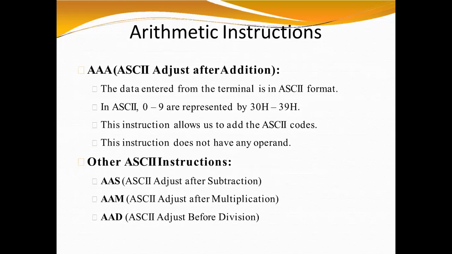Next arithmetic instruction, AAA: ASCII adjust after addition. The data entered from the terminal is in ASCII format. This instruction does not have any operand. It allows adding ASCII codes; after addition, it adjusts the ASCII value. Other ASCII instructions are AAS, ASCII adjust after subtraction, AAM, ASCII adjust after multiplication, and AAD, ASCII adjust after division.